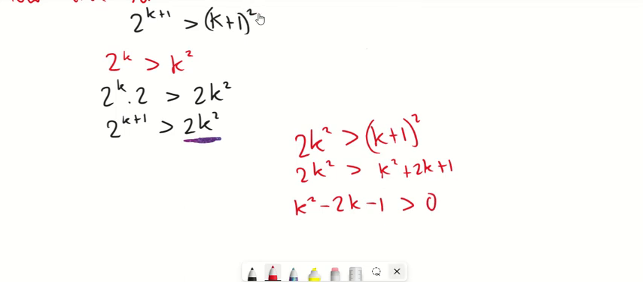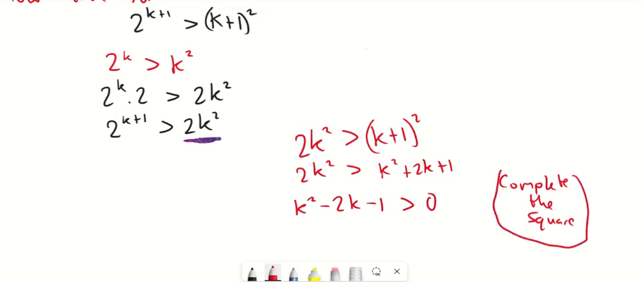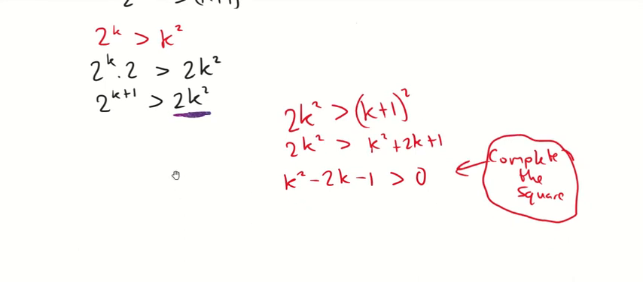Now another important part in here is what I'm going to do next. I'm going to complete the square. So look up how to complete the square if you're not sure how to do it. But by completing the square, I'm going to get something squared on the left hand side here. And when you have something squared, you know that that has to be greater than 0. And that's how we're going to finish out the proof.